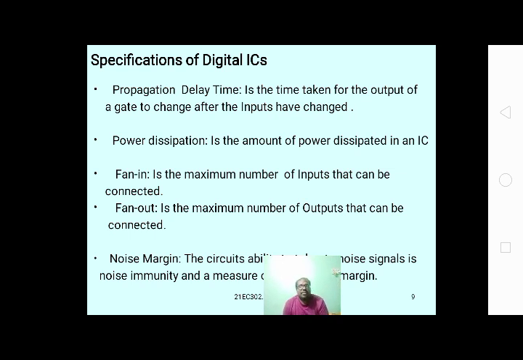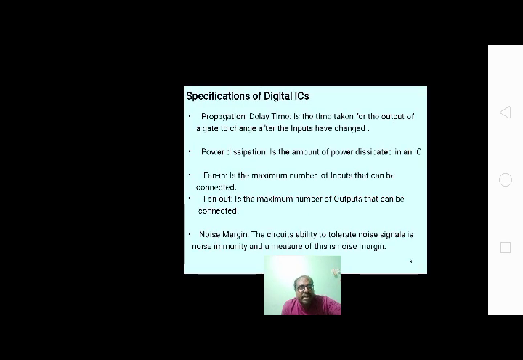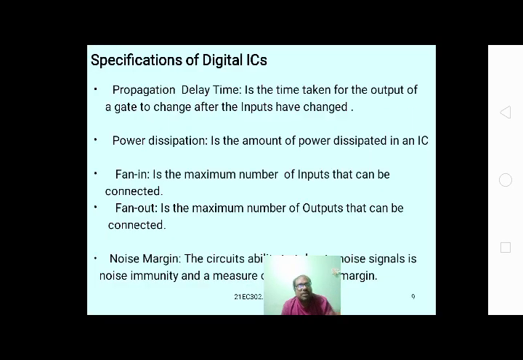Next one is fan-in. Fan-in is the maximum number of inputs that can be connected. Here I have taken the value of fan-out also. Fan-out is the maximum number of outputs that can be connected. Next one is noise margin. A circuit's ability to tolerate noise signals is noise immunity, and a measure of this is noise margin.